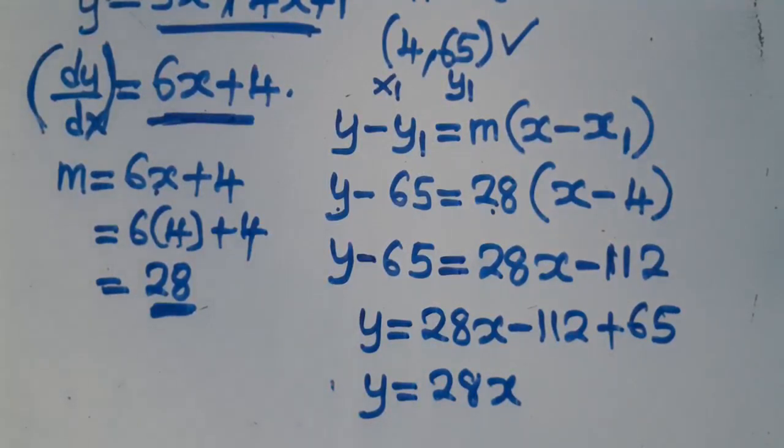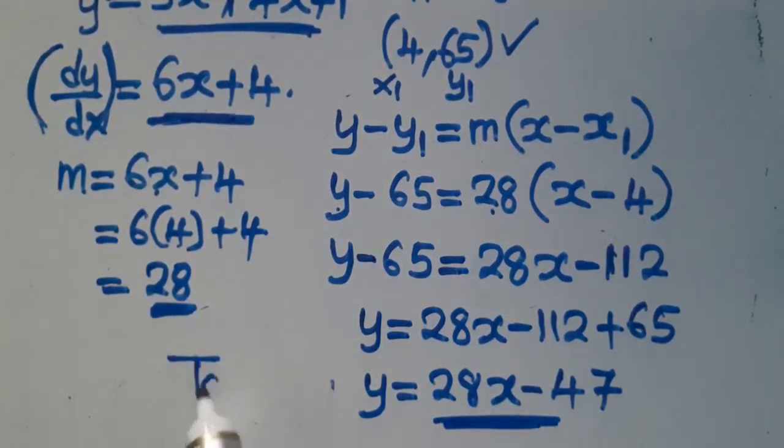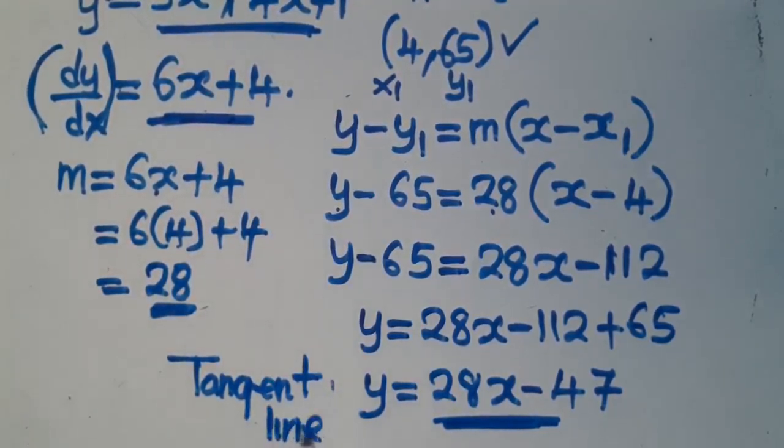Negative 112 plus 65. What answer are you going to get? You get negative 47. So meaning that this is the equation of the what? Tangent, or we can call it the tangent line. It is just one and the same. It is called the what? The tangent line. This is what you are supposed to know.